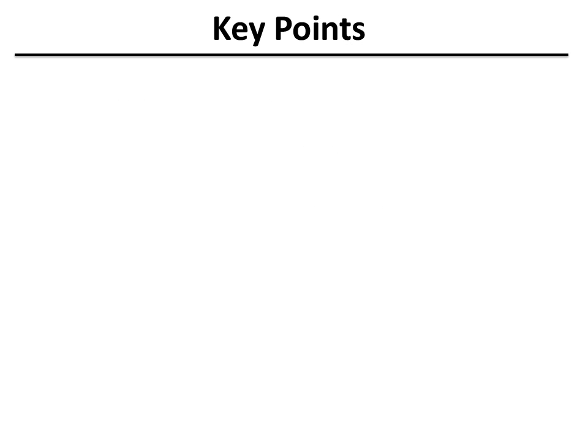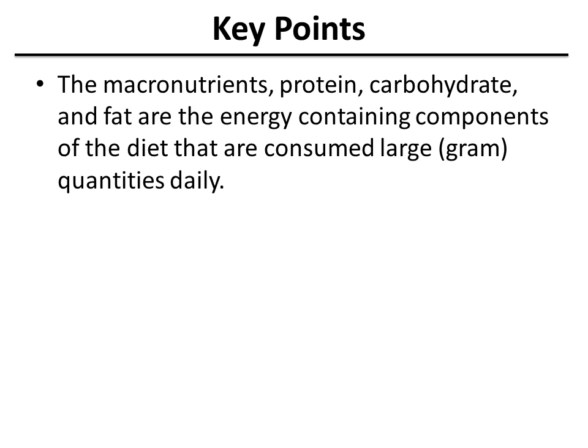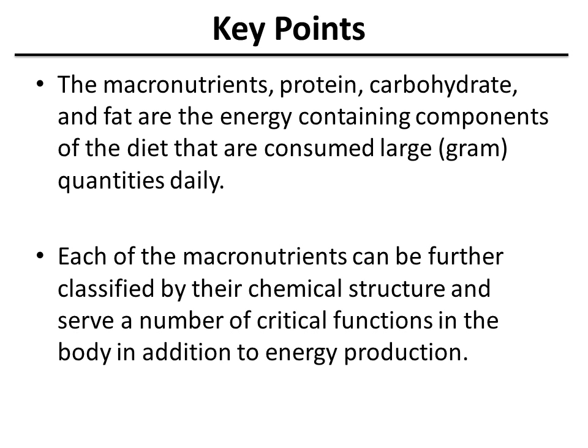So the key points from this presentation and from my article in general is that the macronutrients, which are protein, carbohydrate, and fat, are the energy-containing components of the diet. That's where we get our calories from. They're consumed in large amounts, so we take in gram quantities of these daily as opposed to micronutrients where we only may take in milligram, microgram quantities daily. Each of these macronutrients, protein, carb, fat, can be further classified based on their chemical structure, and they serve a number of critical functions in addition to providing energy.